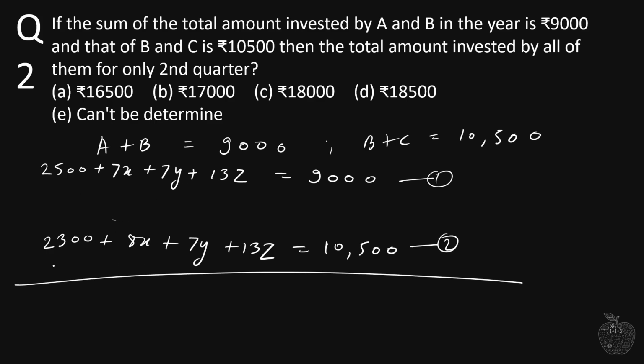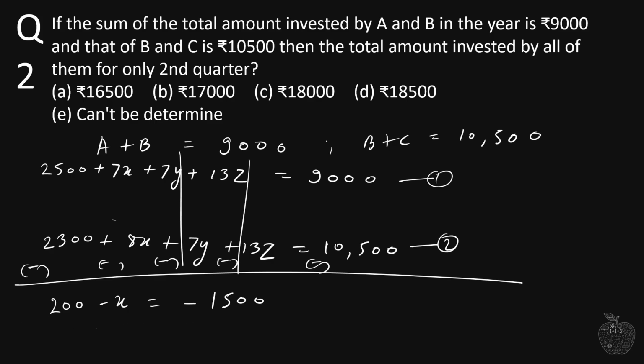Now what we'll do is subtract equation 2 from equation 1. So let's see what we get. So minus, minus, minus, minus, and minus. So 2500 minus 2300 will give me 200. 7x minus 8x will be minus x, and 7y minus 7y will be cancelled. 13z minus 13z will be cancelled, and on the right hand side we'll get minus 1500. All right, so we get x is equal to 1500 plus this 200, which is 1700. So we have got the value of x, which is 1700.